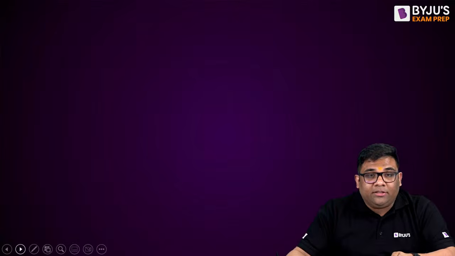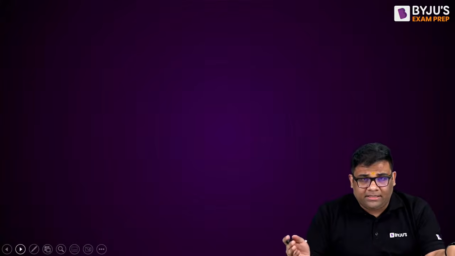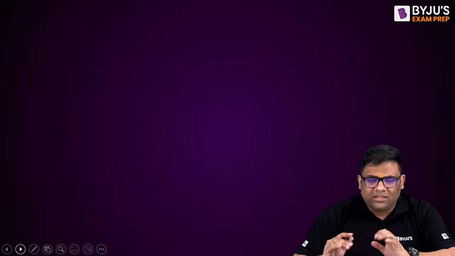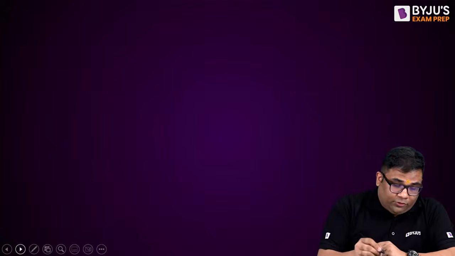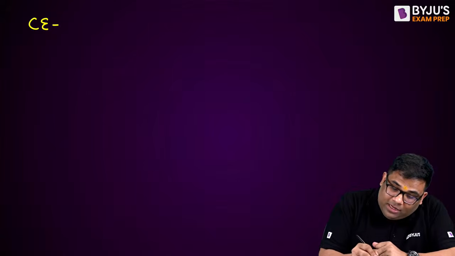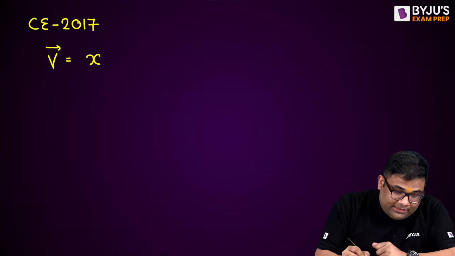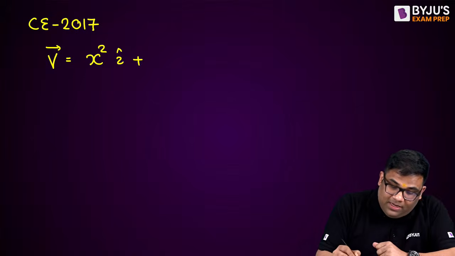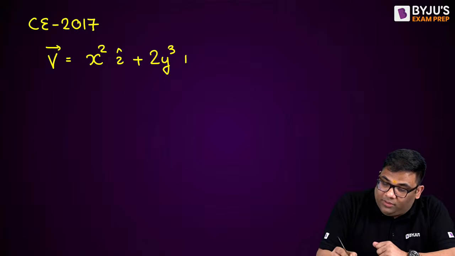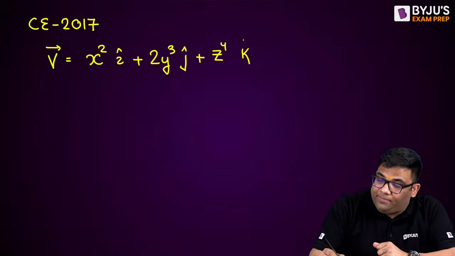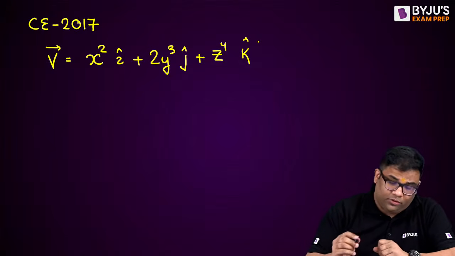We'll solve some questions, and then we will be seeing some more conclusions which can be asked in these three things. And at the end, we will be going into directional derivative also. Very simple, straightforward. So I'm giving you a question which was asked in Civil 2017. The vector function is given as x square i cap plus 2y cube j cap plus z to the power 4 k cap.